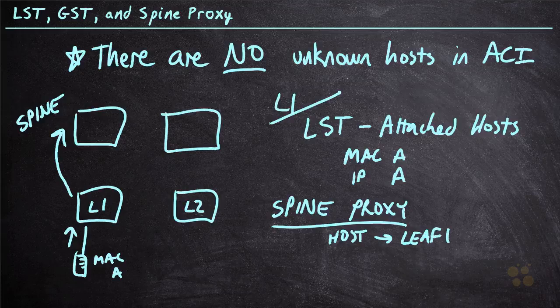We don't need to know which port it's connected on. We just need to know which leaf in the environment has it. Whereas the local state table does actually track, let's say that's Ethernet 1/1, it's going to track exactly which interface that MAC address and IP address lives out.